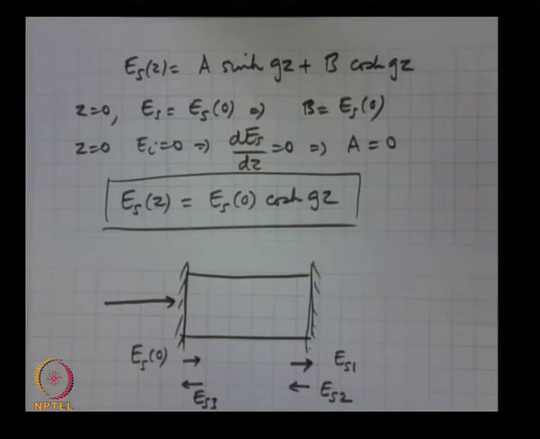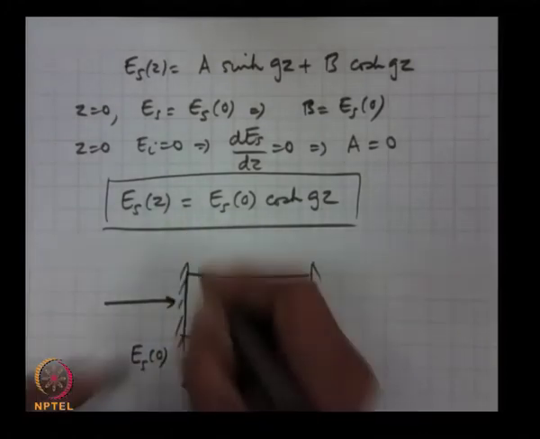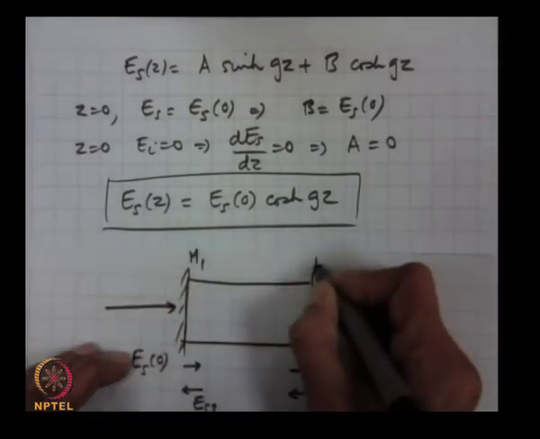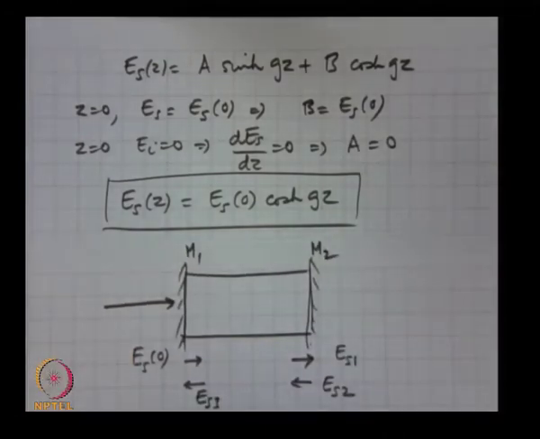Okay, so this gives me the expression for the signal field in going from, let me call this mirror M1, to mirror M2. So from M1 to M2, the signal field gets multiplied by a factor cosh(Gz), while going from M2 to M1, there is no multiplication factor. Because in the reverse direction, delta K is not equal to 0. In fact, delta K is very large.